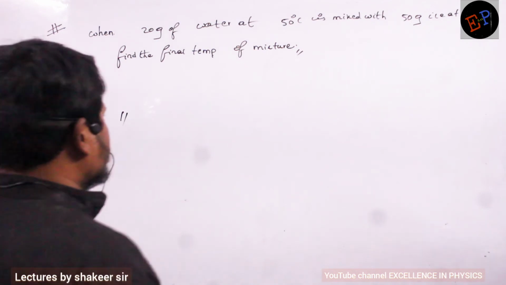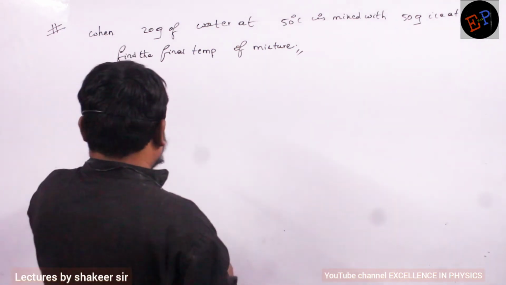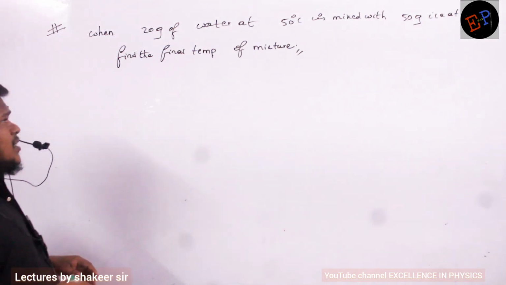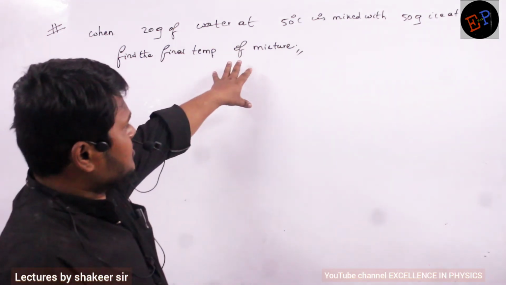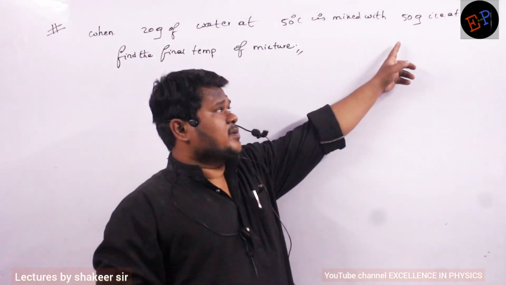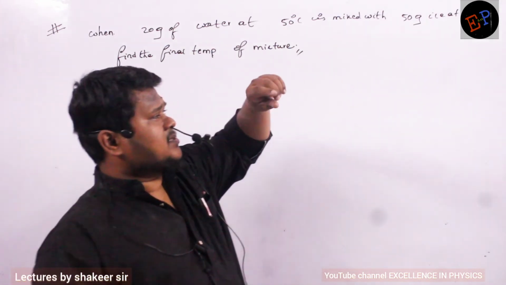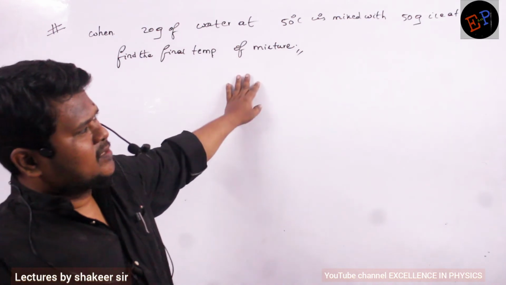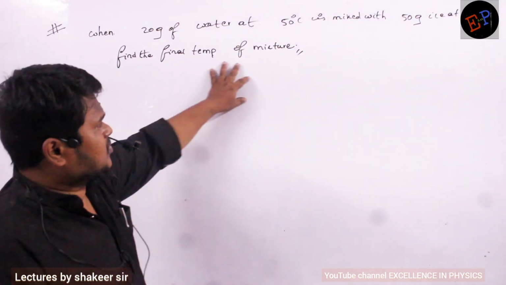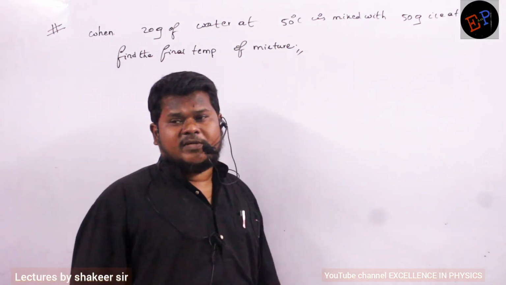Okay, so let us see this question. When 20 grams of water at 50 degrees Celsius is mixed with ice, and the mass of ice is 50 grams, and the temperature of ice is minus 30 degrees Celsius, then if you are mixing both of them, what is the final temperature of the mixture?